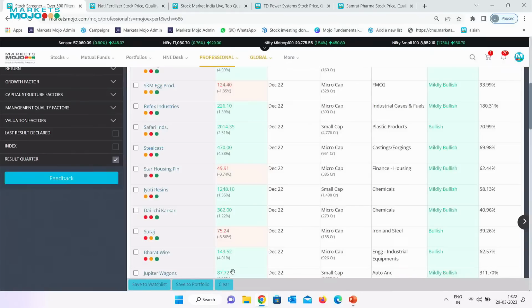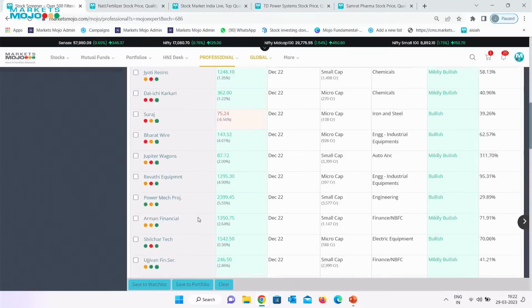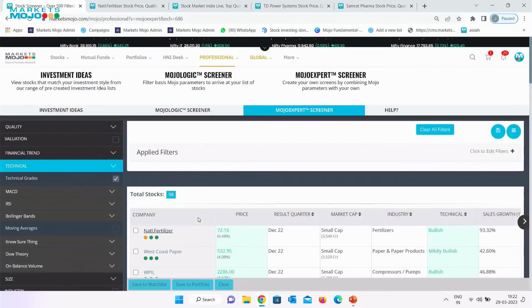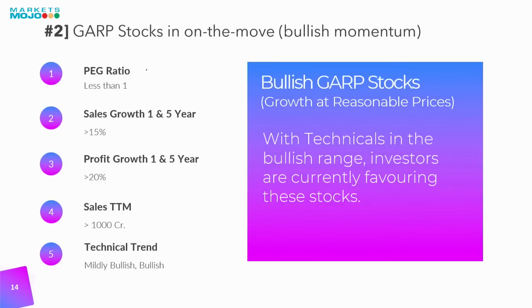Adding this filter helps you catch stocks which are currently being rewarded by the market. We often ignore technicals, but understand even if you're a pure fundamental trader, your textbook equation might go right. If that particular stock is not moving up in the technical range, it does not make much sense. So this screener has some 98 stocks. Here we're looking at GARP stocks which are bullish on the move. So out of 4,000 stocks, we only have 98 stocks over here.